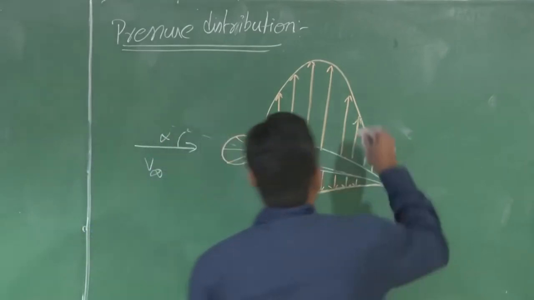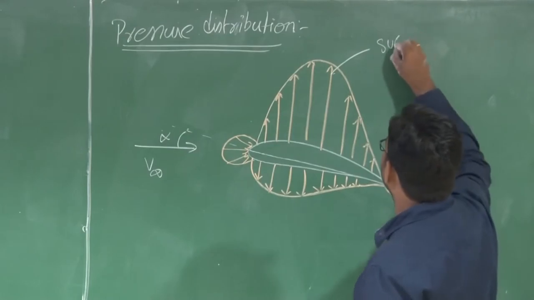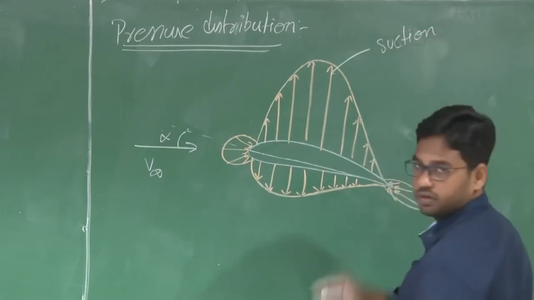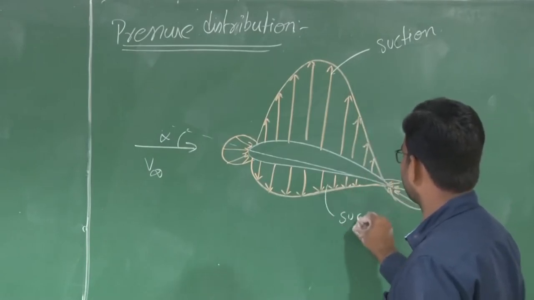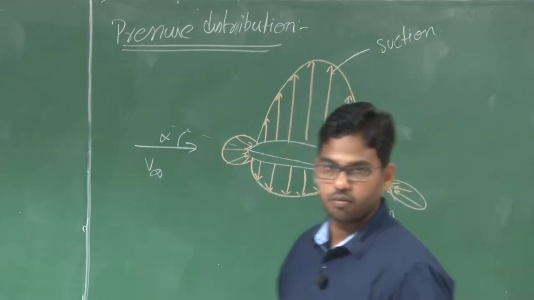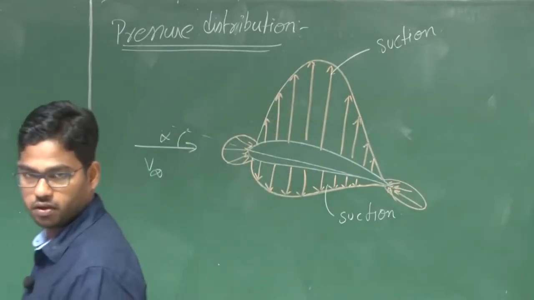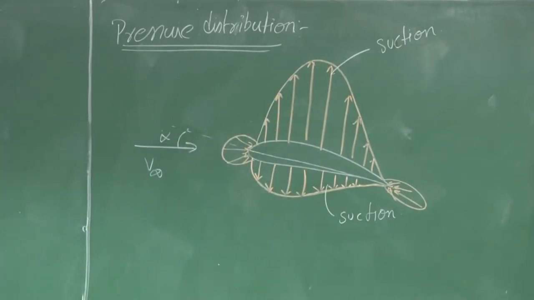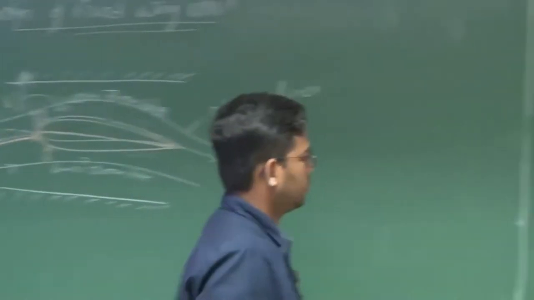The arrows here pointing away from the surface represent the suction, or negative pressure. So even on the bottom surface you have suction, or negative pressure. But the difference is that the suction is more here on the upper surface. Now we are satisfied that there is a pressure distribution whenever we place an aerofoil in a flow, and also on the wing.